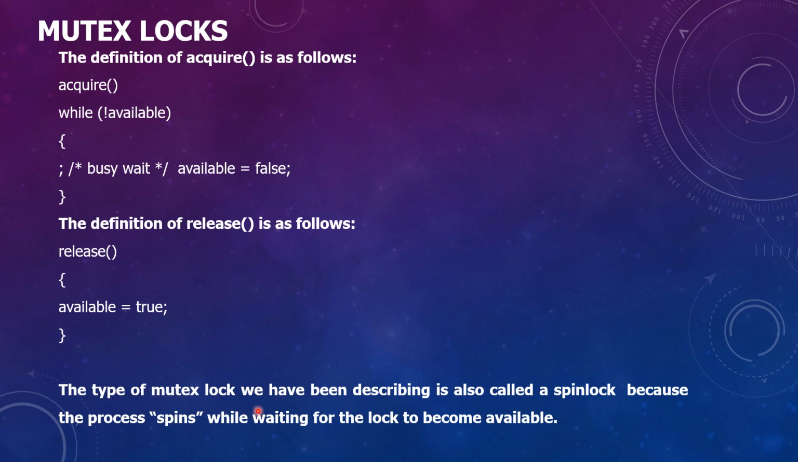The type of mutex lock we have been describing is also called a spin lock because the process spins while waiting for the lock to become available. So we also call it a spin lock. When the resources are not available, the process spins around in the entry section itself. So we can call this a spin lock.